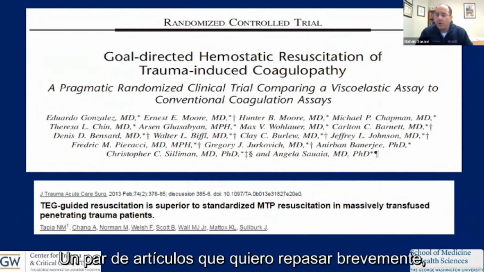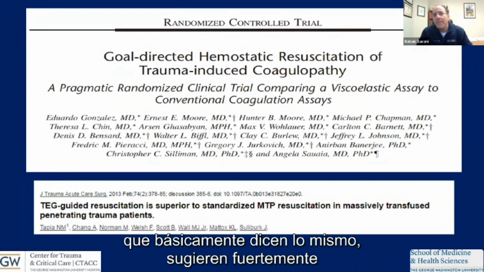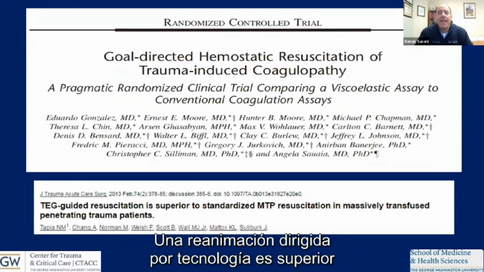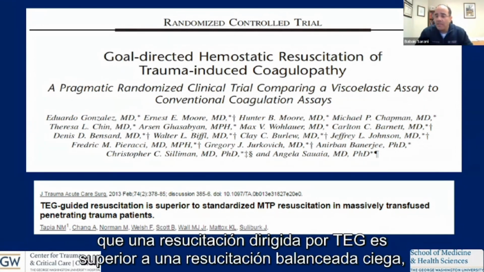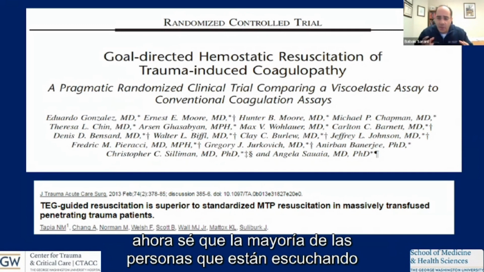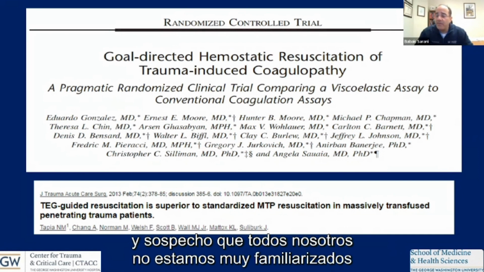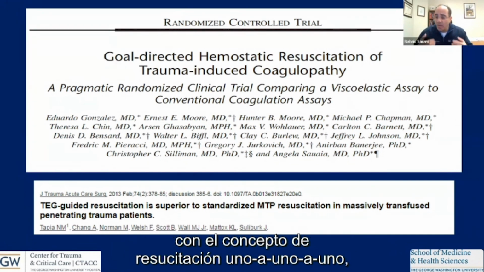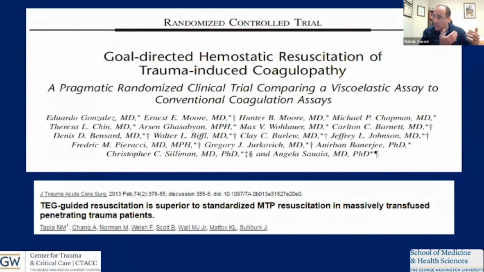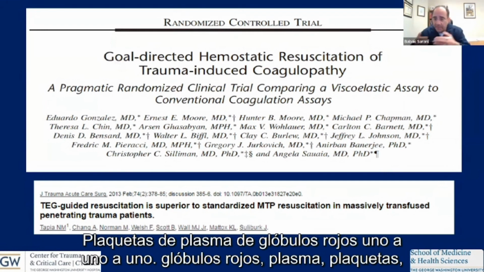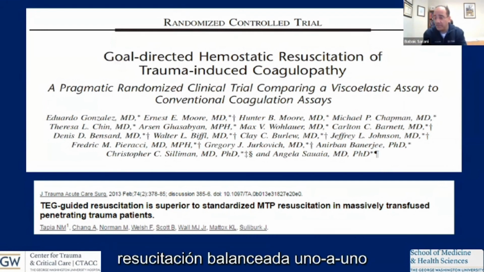Couple of articles I want to go over fairly briefly. These are two really great articles that basically say the same thing. They suggest pretty strongly that a TEG-directed resuscitation is superior to a blind balanced resuscitation. Now, I know most of the people listening to this talk are trauma surgeons, and I suspect all of us are now very familiar with the concept of a 1-to-1-to-1 resuscitation. Red blood cell, plasma, platelet, 1-to-1-to-1, balanced resuscitation.